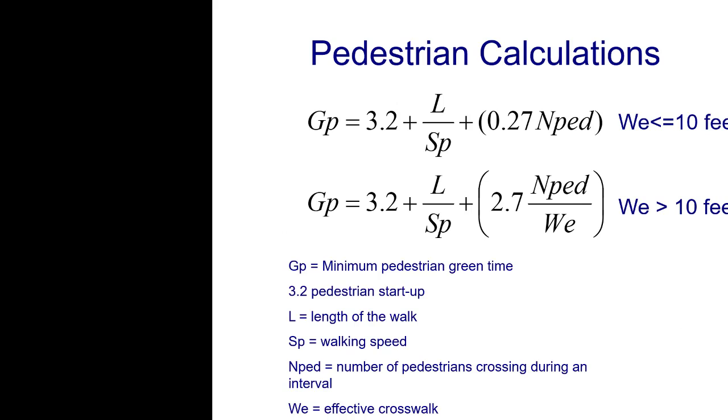Pedestrian calculations. You need to make sure that the pedestrian doesn't violate any of your green allocations. The top one is for crosswalks or effective walkways less than or equal to 10 feet. The second equation there is for crosswalks or effective walkways greater than 10 feet. And you can see the common values there for your GP, which equals your minimum pedestrian green time. 3.2 seconds is your pedestrian startup. L is the length of your crosswalk. SP is your walking speed. NP is the number of pedestrians crossing during an interval. And WE is the effective walkway width.